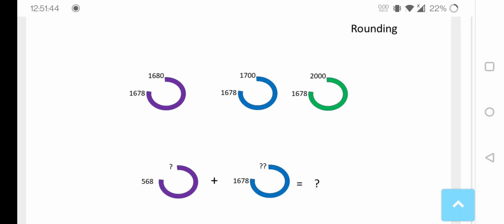And if it is in this green color, it is rounding up to thousands. Rounding up to hundreds, rounding up to tens.